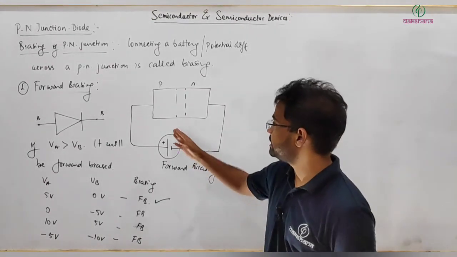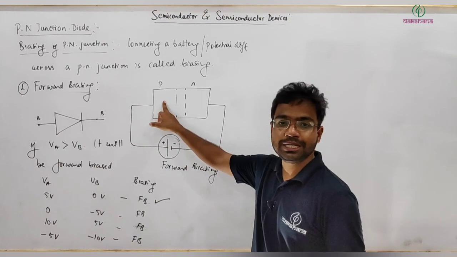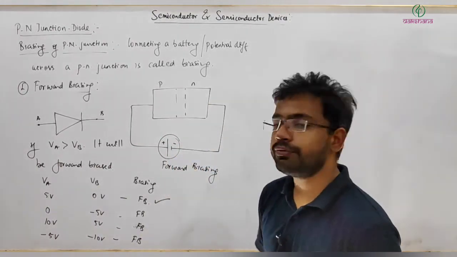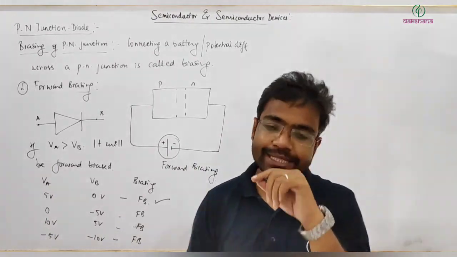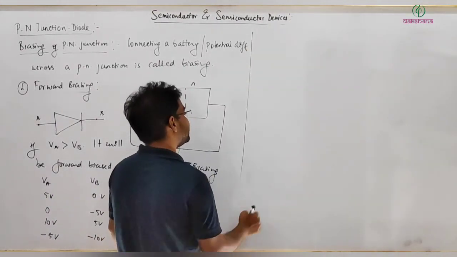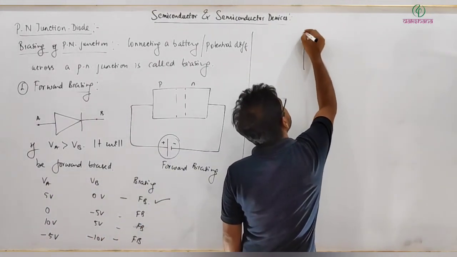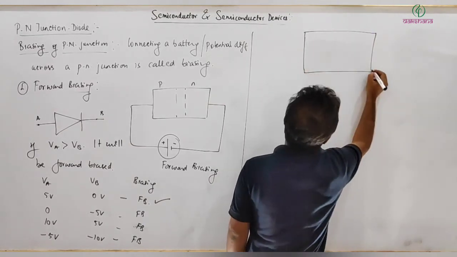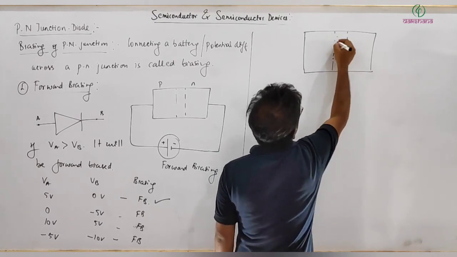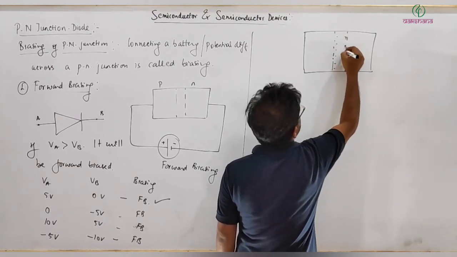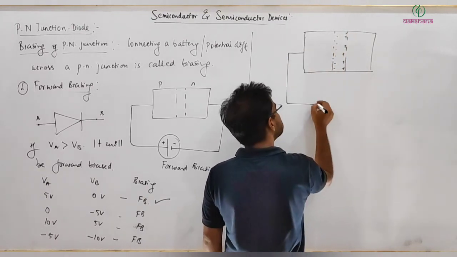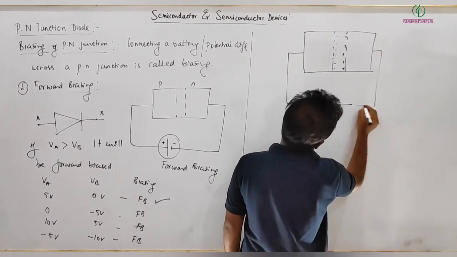The simplest case is simply connecting the positive terminal of a battery to the P type semiconductor and the negative terminal of the battery to the N type semiconductor, and that is called forward bias, right? Now let's see what actually happens in the case of forward biasing. This is the forward bias condition. This is the depletion region, with negative ions, positive ions, and the potential barrier. And this is P and N.